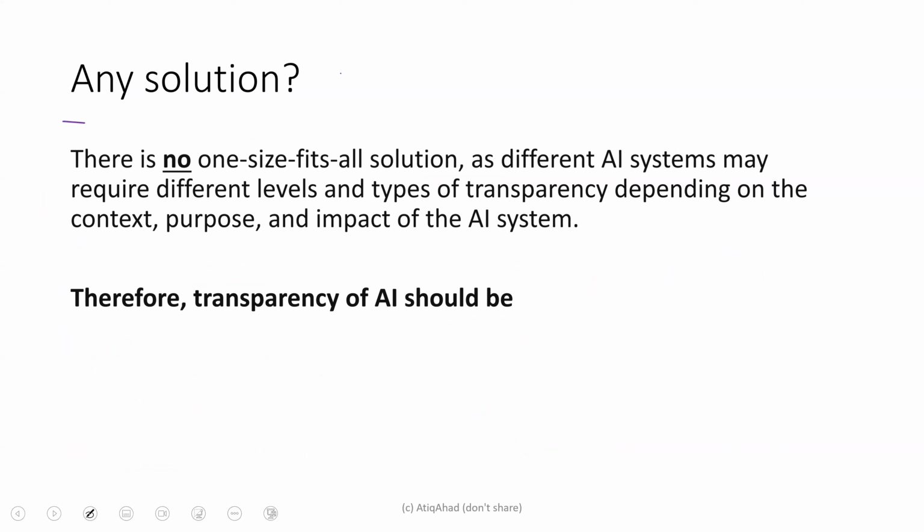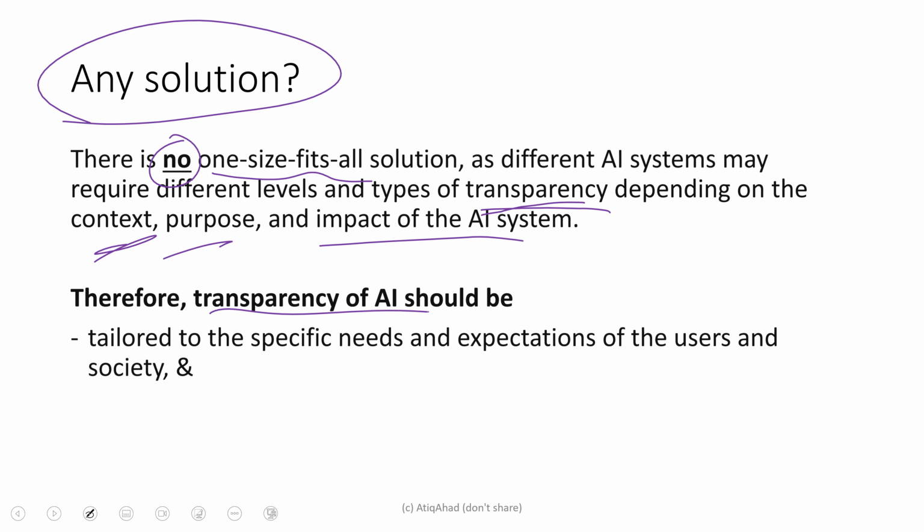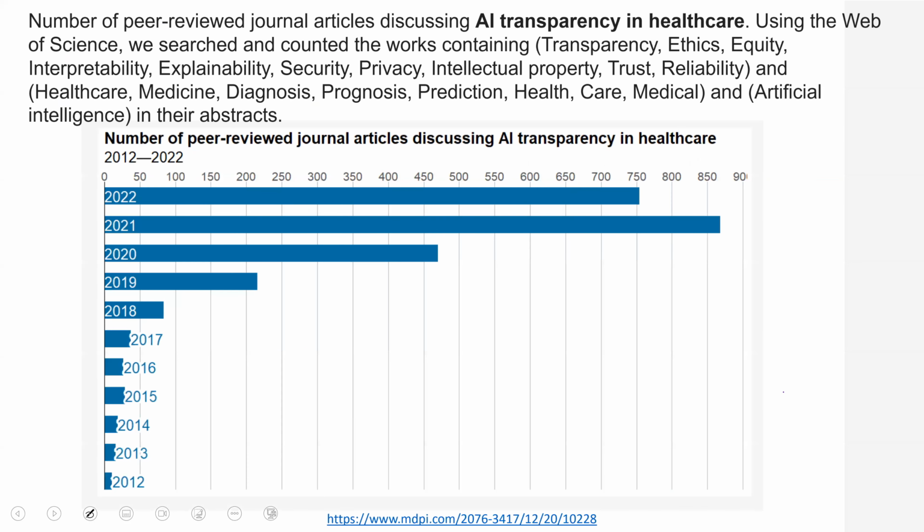Now, what are the solutions? There is no single solution, because there is no one-size-fits-all solution in the world for everything. No medicine can cure everybody for every disease. Different AI systems may require different levels and types of transparency depending on the context, the purpose, and the impact of the AI system. So transparency of AI should be tailored to the specific demands and expectations of the users and society, balanced with other factors such as privacy, security, efficiency, and so on.